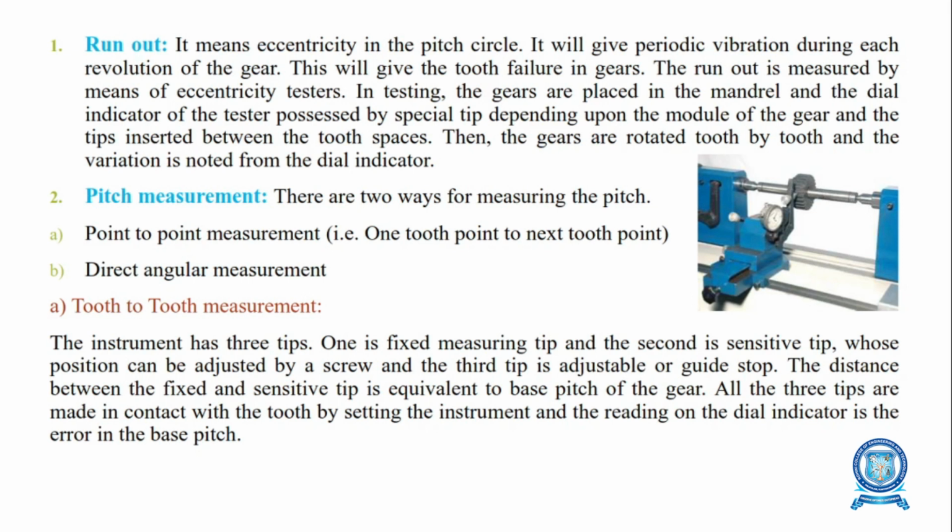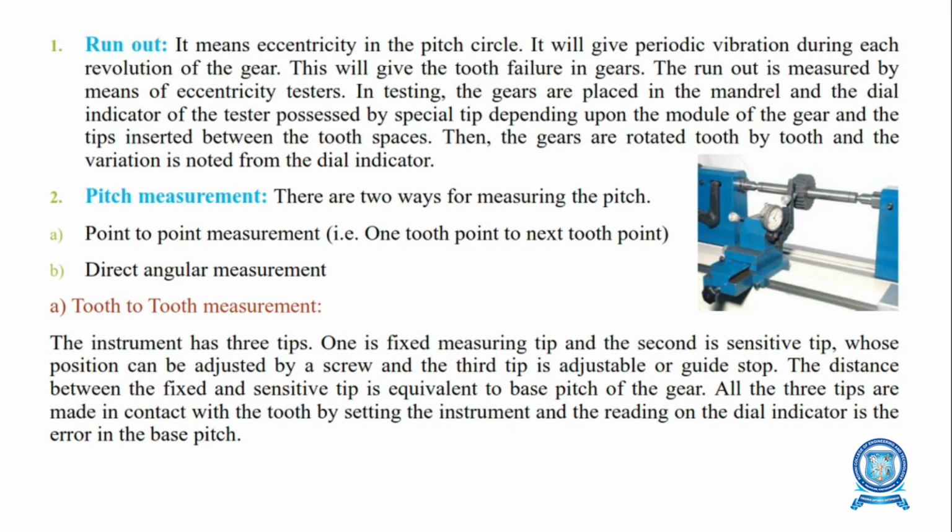Run-out is measured by means of an eccentricity tester, and the dial indicator of the tester is probed by a calibrated wire or a tip depending on the module of the gear, and the wire or tip is inserted between two spaces. The gear is rotated tooth by tooth, and the variation is noted from the dial indicator.